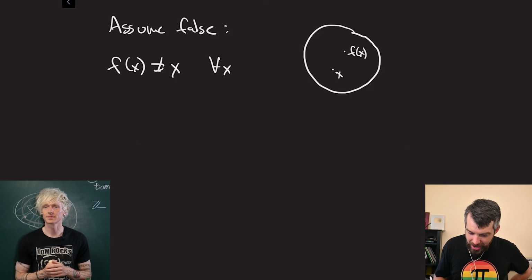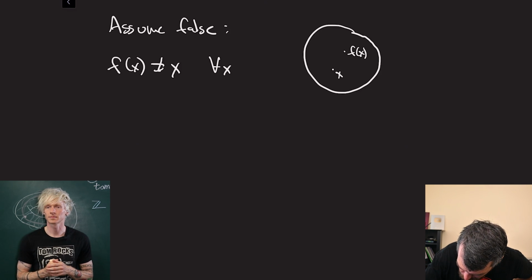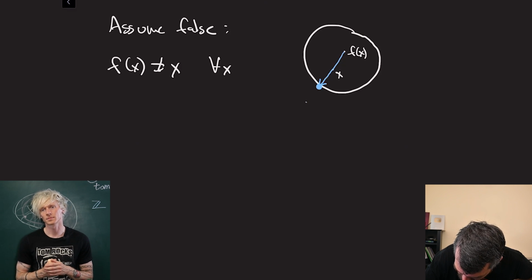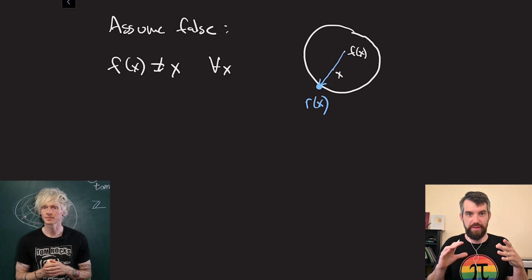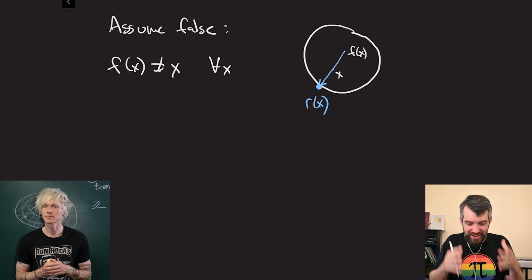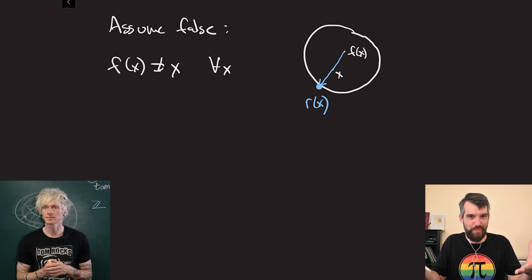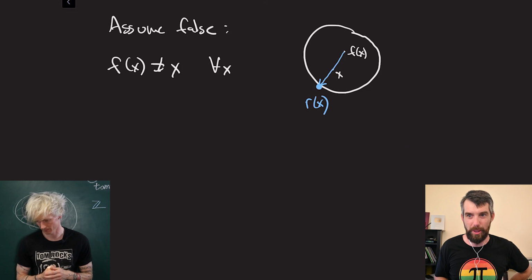And because we have that distinction, I can do the following. I can draw a little ray that goes from f of x through x and ends up right there, and I'm going to call that point r of x. So this basically says I have this new function, the endpoint of this ray, and as long as this assumption is false, you can get to this point which is on top of your circle.